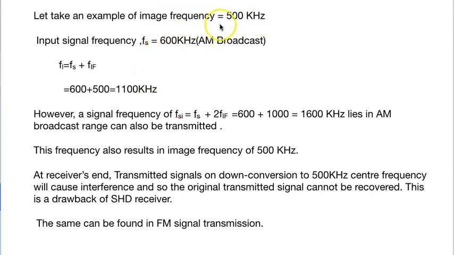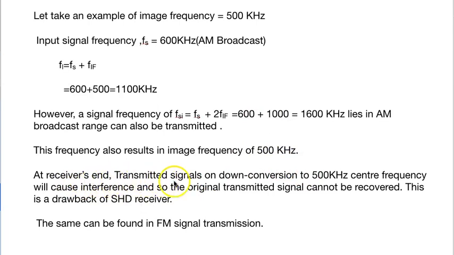Suppose we have an image frequency of 500 kHz and an input signal of 600 kHz, an AM broadcast signal. If we add both these signals, we'll get 1100 kHz for the local oscillator. However, a signal of FSI with the same frequency of 1600 kHz, which lies in the AM broadcast range, can also be transmitted, and on receiving at the image frequency, it will also have the same image frequency at the receiver end.